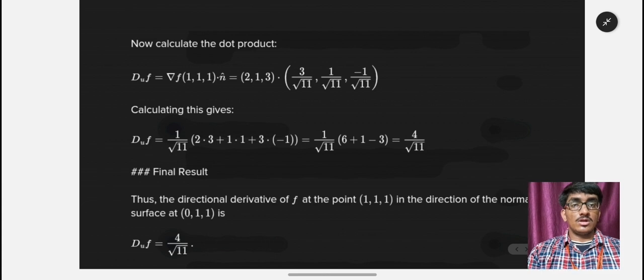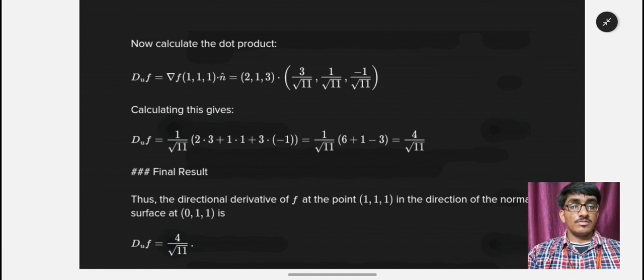At last, now calculate the dot product. Directional derivative of the function equals del f of 1, 1, 1 dot n cap. Del f of 1, 1, 1 equals 2, 1, 3. Now we have the n cap value. With these values we have to do the dot product between 2, 1, 3 and 3 by root 11, 1 by root 11, minus 1 by root 11.